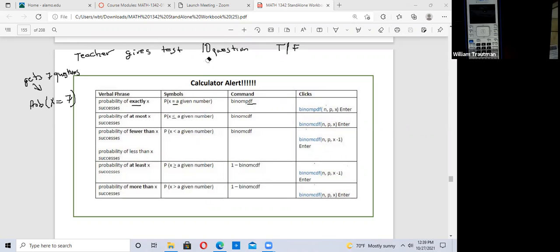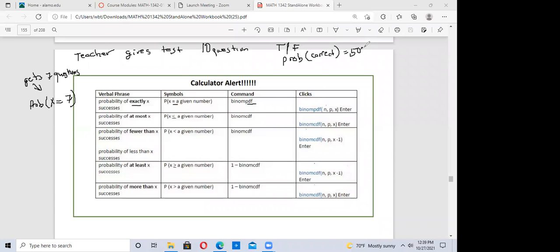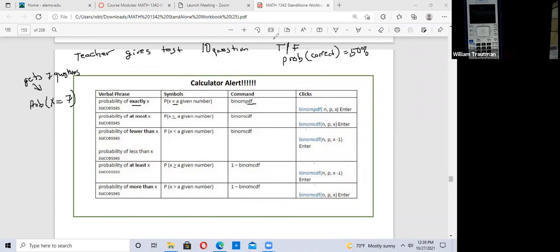So on my calculator, 10 questions, true or false. By the way, what's the probability of getting a question correct on a true or false test? Anybody? What's the probability? 50-50. Yeah, 50%. It's a binomial distribution, 50-50. It's 50% of getting it correct, 50% of getting it incorrect. So, you know, if they said 73% to get it correct, then it would be 27% getting it incorrect. It has to add up to 100%, but there's only 2 answers possible. So 50% getting it correct.